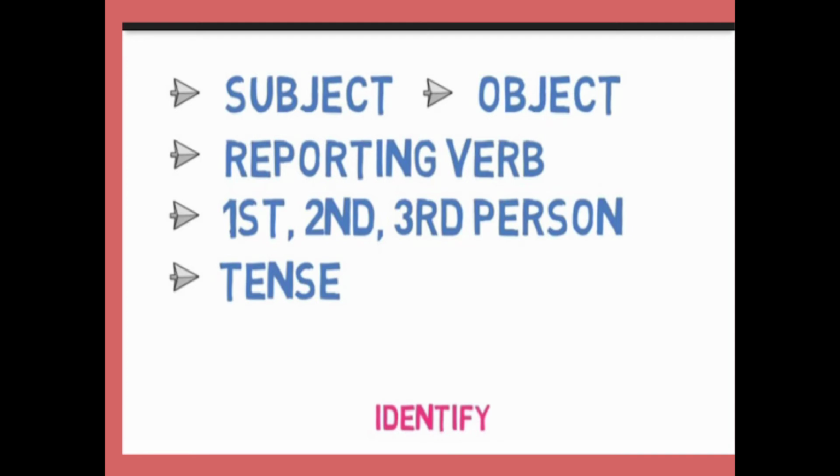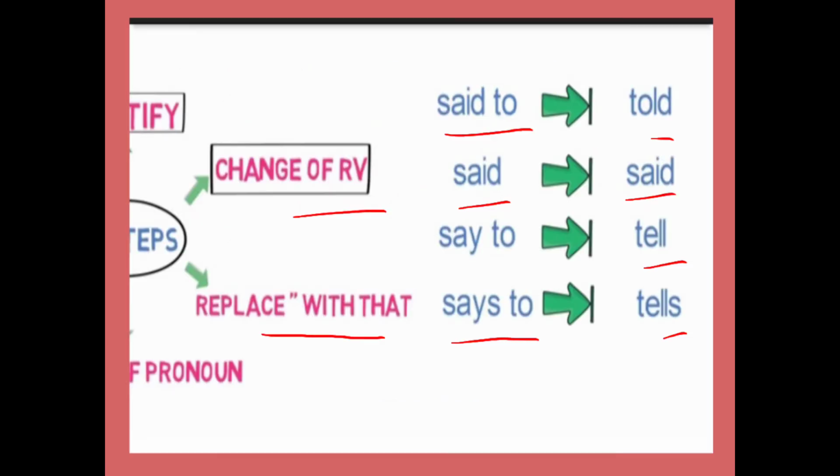So what do we have to identify? Subject, object, reporting verb, first, second, third person pronouns, and tense. Now we will discuss change of reporting verb.